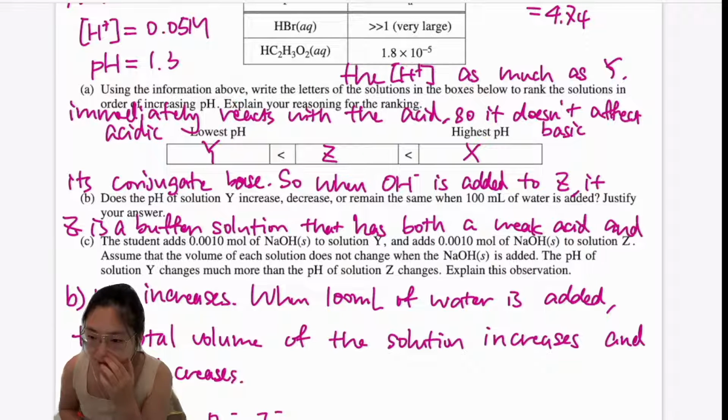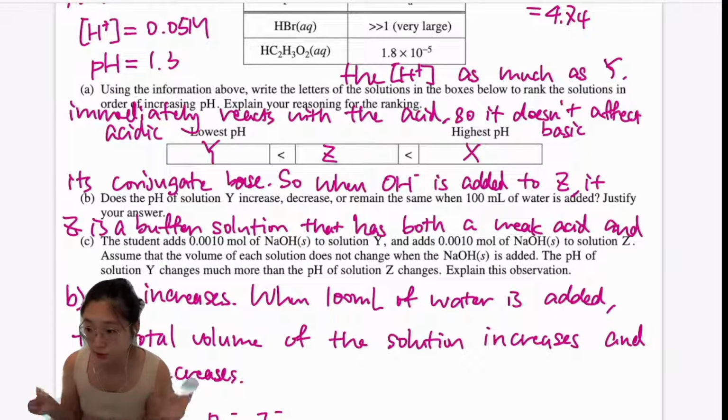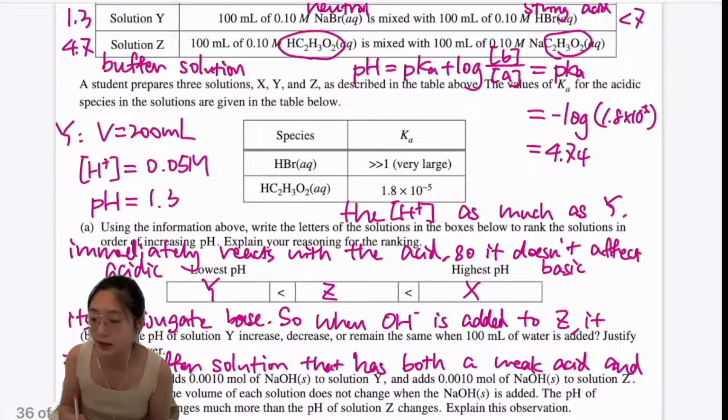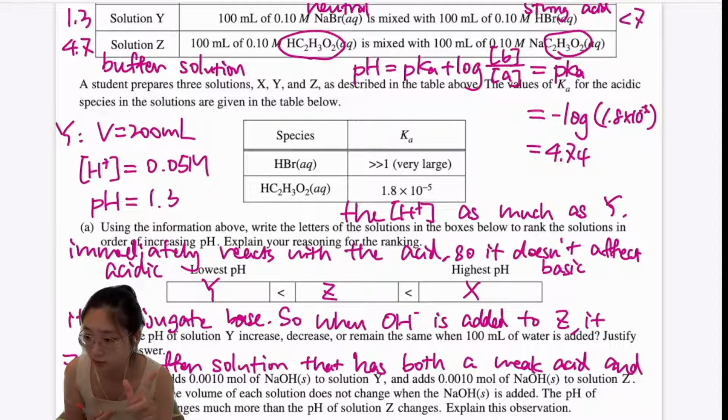So does a buffer happen when you mix a strong acid or strong base? No. Okay. So HC3H3O2, that's acetic acid, a weak acid. A buffer only occurs when you have a weak acid and its conjugate base. And a weak acid's conjugate base is also a weak base. So it should be a weak acid-base conjugate pair.